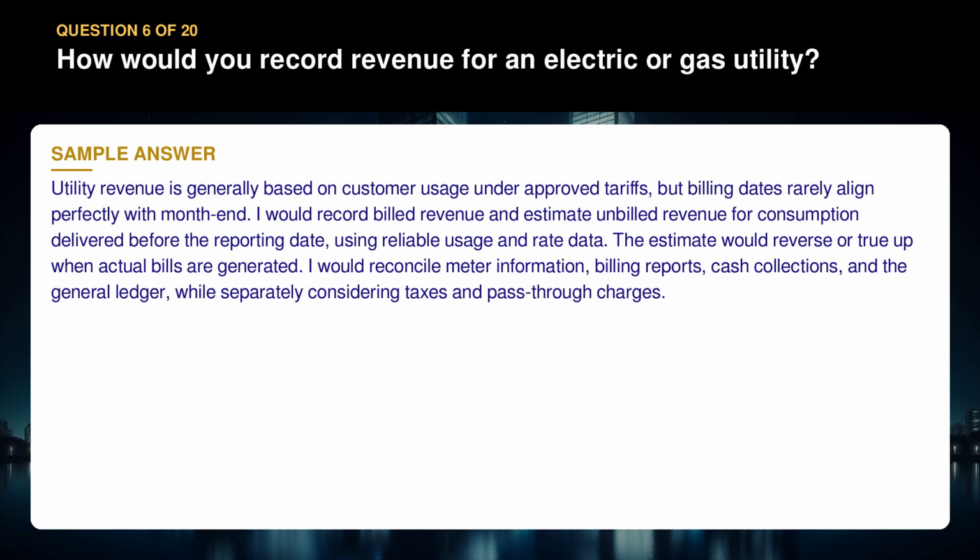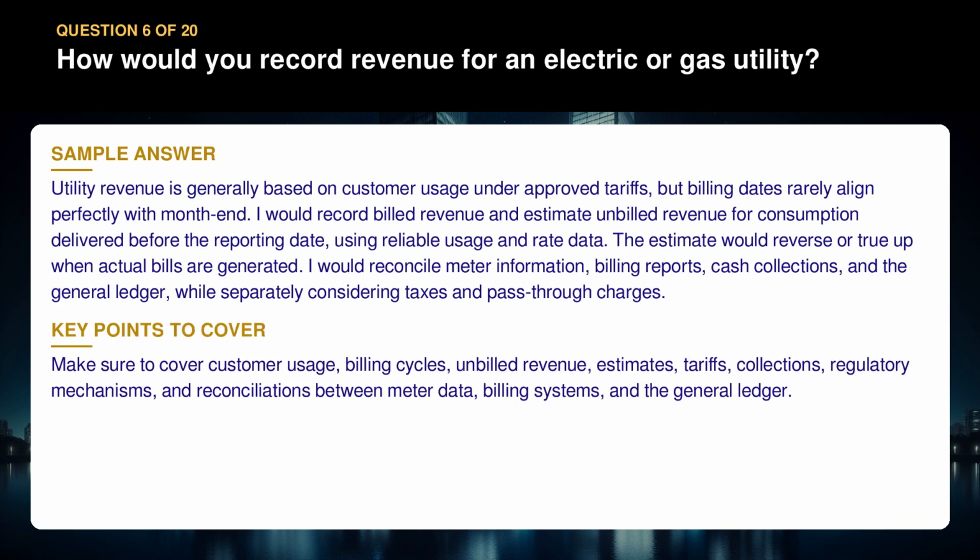I would reconcile meter information, billing reports, cash collections, and the general ledger, while separately considering taxes and pass-through charges. Make sure to cover customer usage, billing cycles, unbilled revenue, estimates, tariffs, collections, regulatory mechanisms, and reconciliations between meter data, billing systems, and the general ledger.